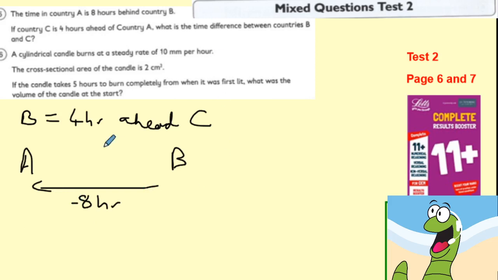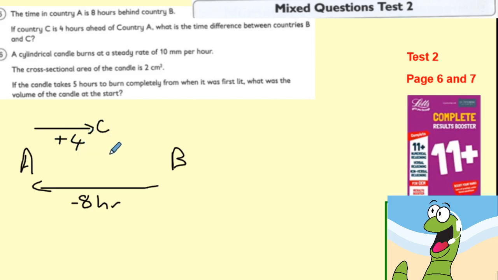So we know country C is 4 hours ahead. So I'm just going to get rid of this here. It's in the way. Can just see it's 4 hours ahead. So if I go to C, that's +4 hours.